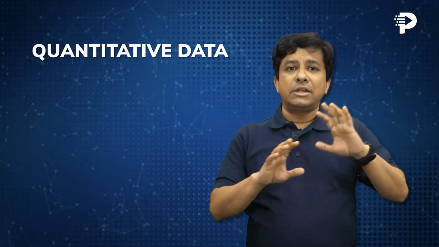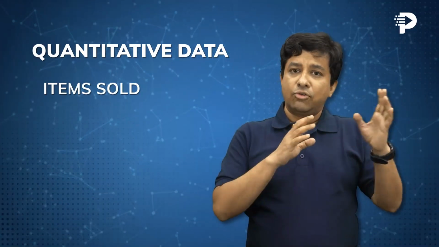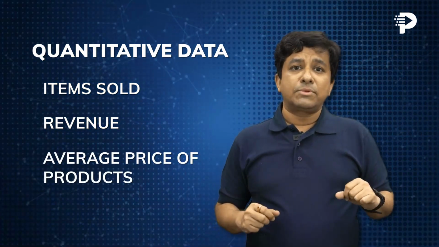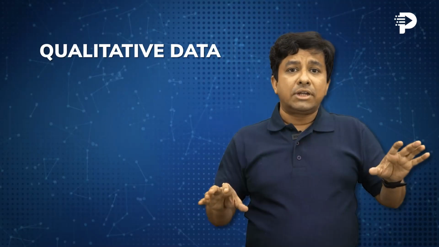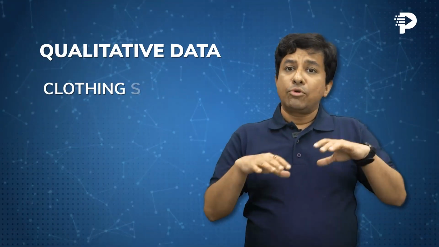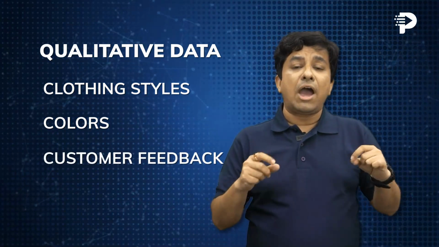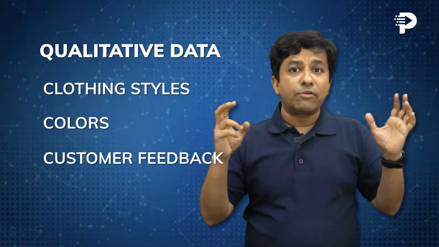These different data types actually come into play together in a real-world problem at one go. So think of yourself as a marketing analyst who's trying to analyze sales at a clothing store. Your quantitative data might include the number of items that you have sold, the revenue that you have generated, that's sales, or the average price of the product. The qualitative data in this setup would be clothing styles, colors, or some customer feedback that you have for each of these SKUs on your website.